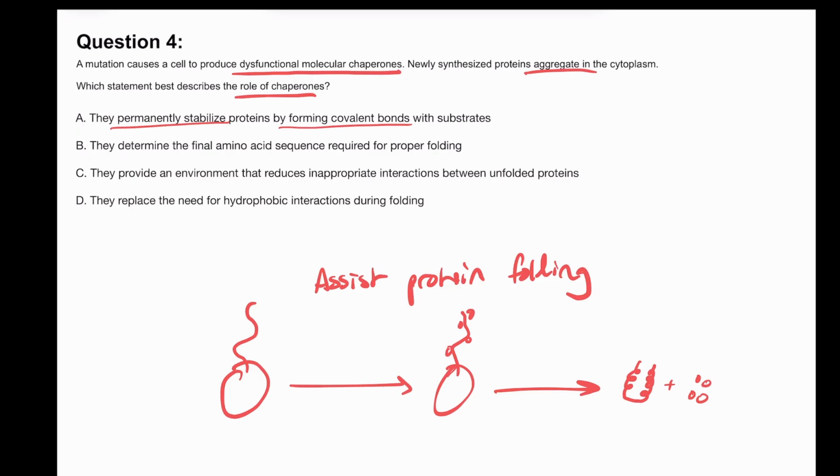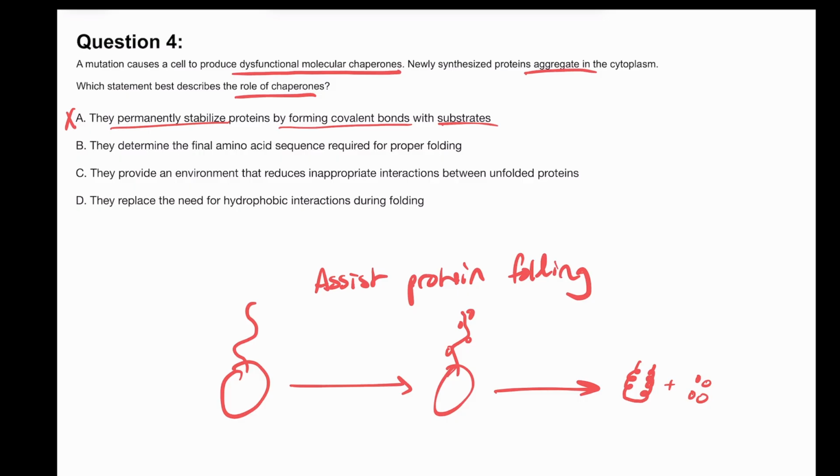I mean, think about it from a cell's perspective. If you're investing energy to make chaperones, you'd rather that they're being able to be reused and not just used once to fold one protein. And so that's why answer choice A is wrong. They don't permanently stabilize proteins, they only help stabilize them when they're being folded, and then go stabilize other proteins as they're being made. And they don't form covalent bonds with substrates. Remember, substrates are what you add to proteins, or what proteins interact with to produce a certain function. So this answer choice in general just doesn't really make sense.